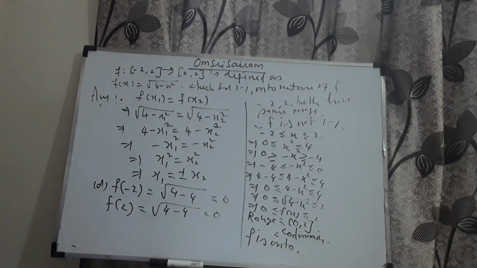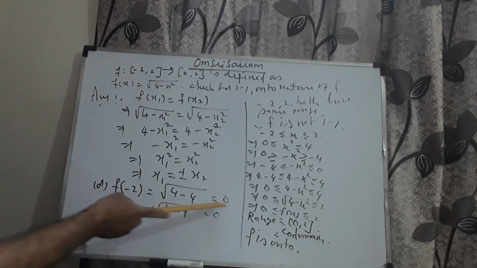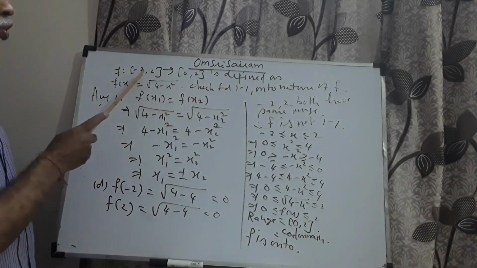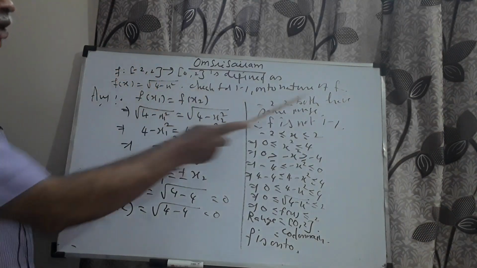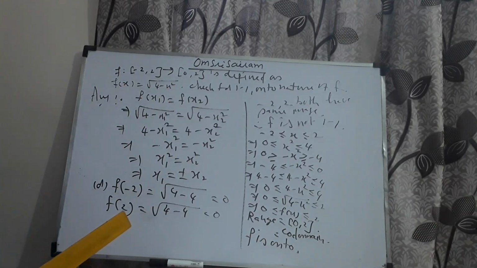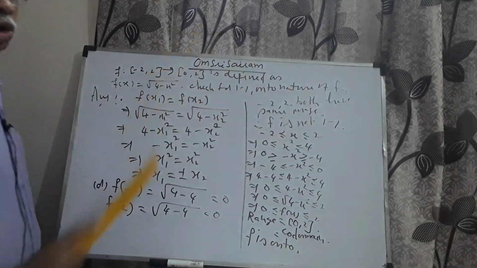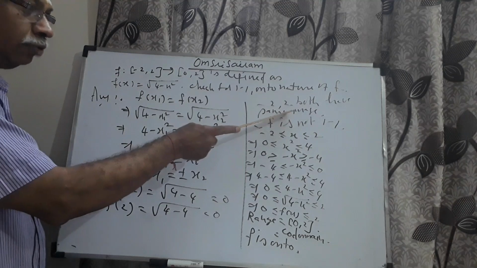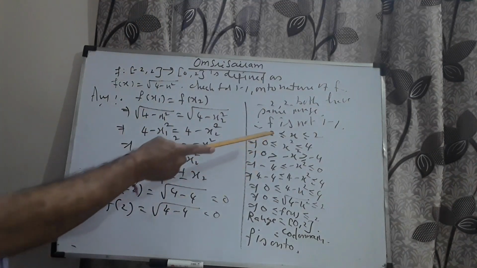Both are not needed. f of minus 2, the image is 0. f of 2 is also 0. Now for minus 2 and 2, both the elements in the domain have the same image 0 in the codomain. Therefore f is not one-to-one. I am having two elements having the same image. One-to-one means one element going to one element. Every element has only one image. I am not having more than one element having the same image. I am having so here, therefore it is not one-to-one.